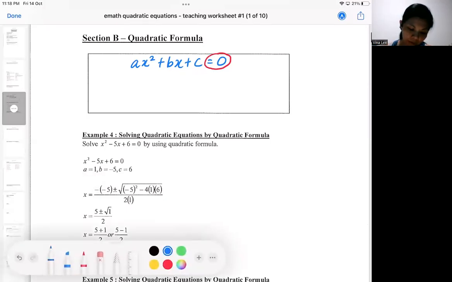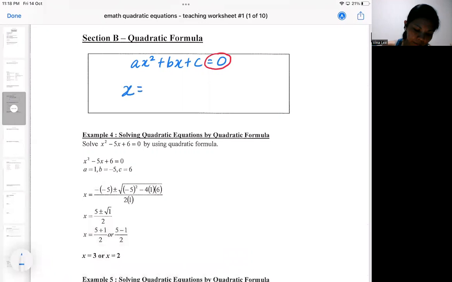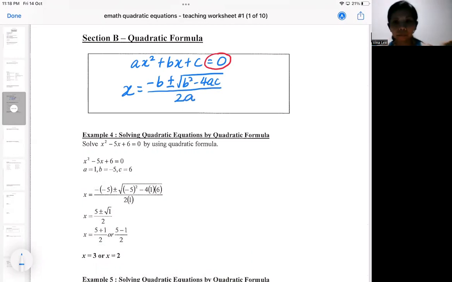So the quadratic formula looks like this. This quadratic formula can give you exactly the same answer as your factorization. It's just that during factorization, you've got a lot of trial and error if the equation is a bit difficult. So for example here, if you look at example 4, I'm quite sure you know how to do it by your factorization method.